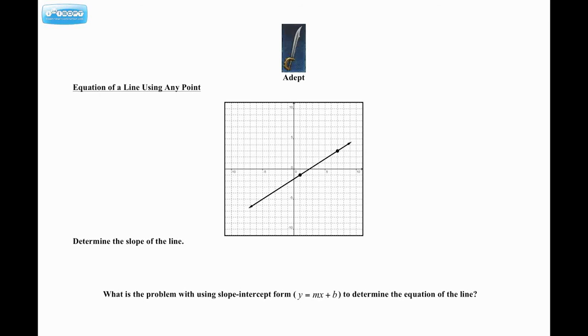Alright, so moving on to the Adept video. We have a graph here and 2 points are indicated on it, and we're asked to determine the slope of the line. Okay, well, we can do that using the formula, or we can actually go back to counting squares, because this is certainly easy enough.